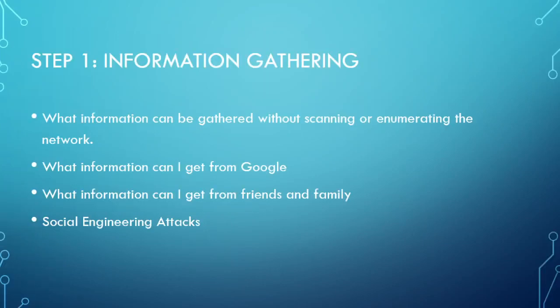Okay. So step one is information gathering. What information can be gathered without scanning or enumerating the network? If we're going to try and gather information from Google headquarters, what information can we gather from looking at the building? What information can we gather from the people who work at the building, from the employees? What information can we gather flying a drone around the building? What information can we gather doing all these different things?